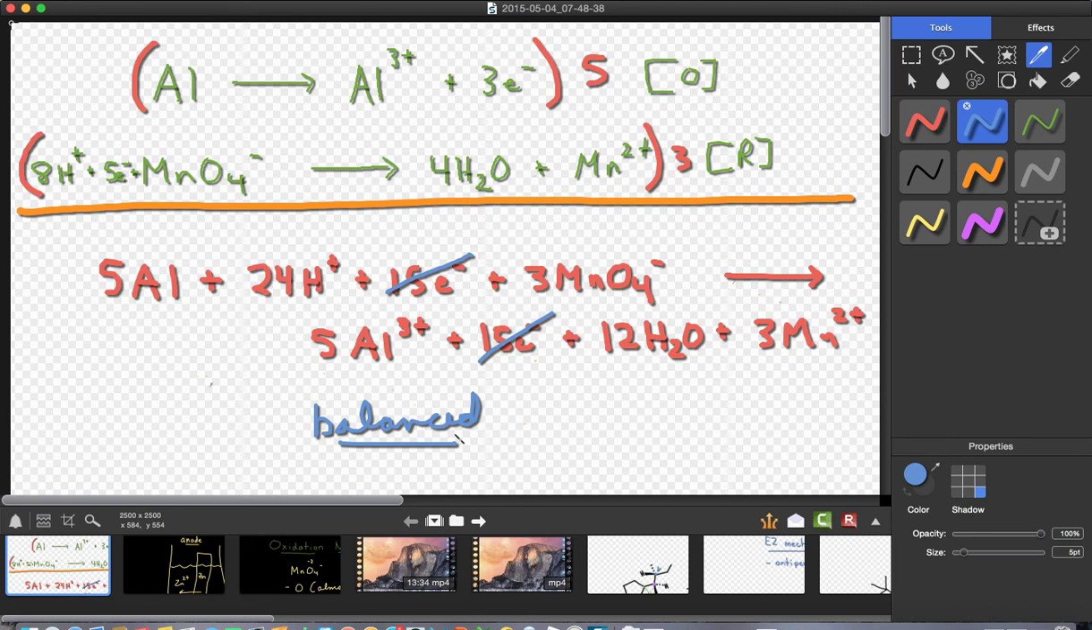So if you were to receive an equation like this and you were to be asked how many electrons are transferred, the answer is not 3, even though it's 3 for the oxidation half reaction. The answer is not 5, even though it's 5 for the reduction half reaction. The answer is the least common multiple of those two numbers. The answer in this case would be 15.